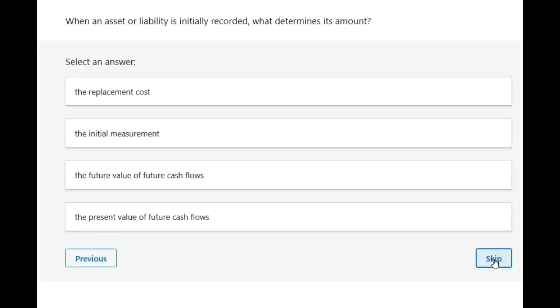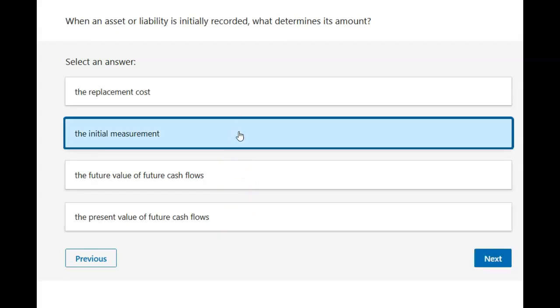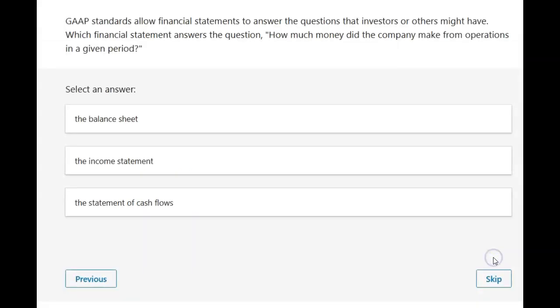When an asset or liability is initially recorded, what determines its amount? Oh, this brings in the concept of historical cost. So if we're basing amounts typically on historical cost, it wouldn't be replacement cost. And we're not taking into consideration future value or present value in most instances. Okay? Now, if I had to choose, well, it actually might represent the present value of the future cash flows in some instances, but I think the initial measurement is probably the best choice here.